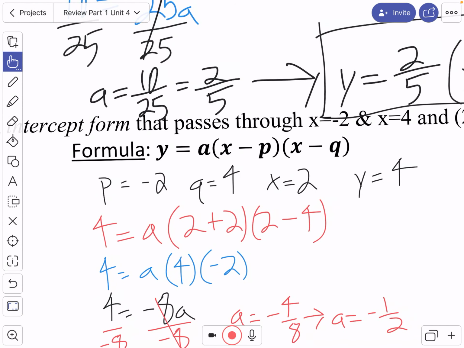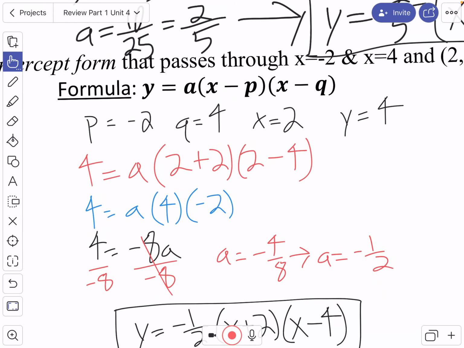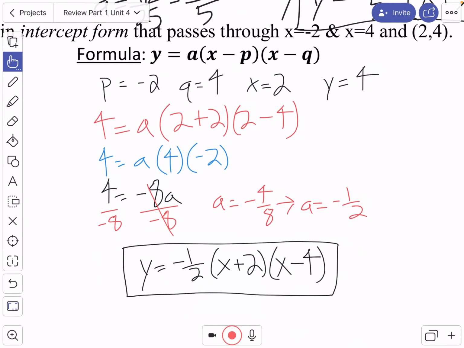So plug all those numbers into your formula, and then you'll just have the letter a behind. And remember, if you minus a negative, like p is negative 2, x minus p, if I'm minusing a negative 2, it turns into plus 2, okay? So that's how I got 2 plus 2 here, because x is 2. And then 2 minus 4 from the x minus q. So this is going to give me 4 times negative 2, and that'll give me negative 8. Divide it to both sides, and you get a is negative 1 over 2.